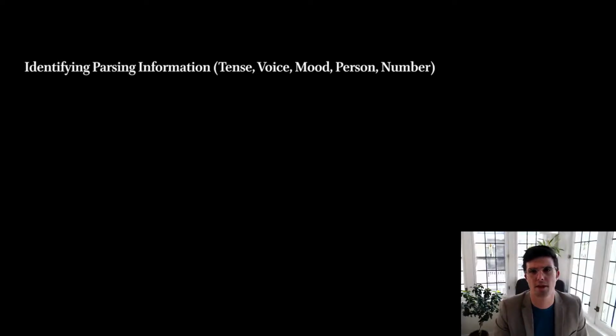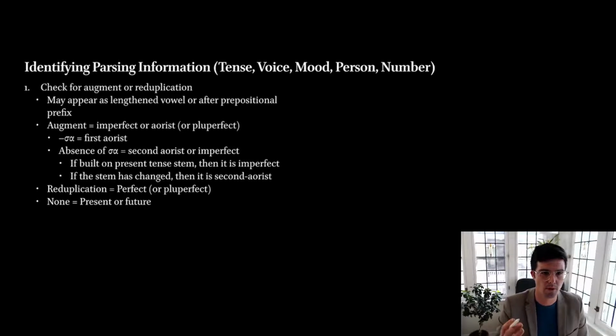So let's look at this a little bit more in depth. These 3 steps with a little bit more going on here. So when you're checking for the augment or the reduplication, remember an augment may appear as a lengthened vowel or after a prepositional prefix. So it's not just simply looking for an epsilon because the augment comes in different forms.